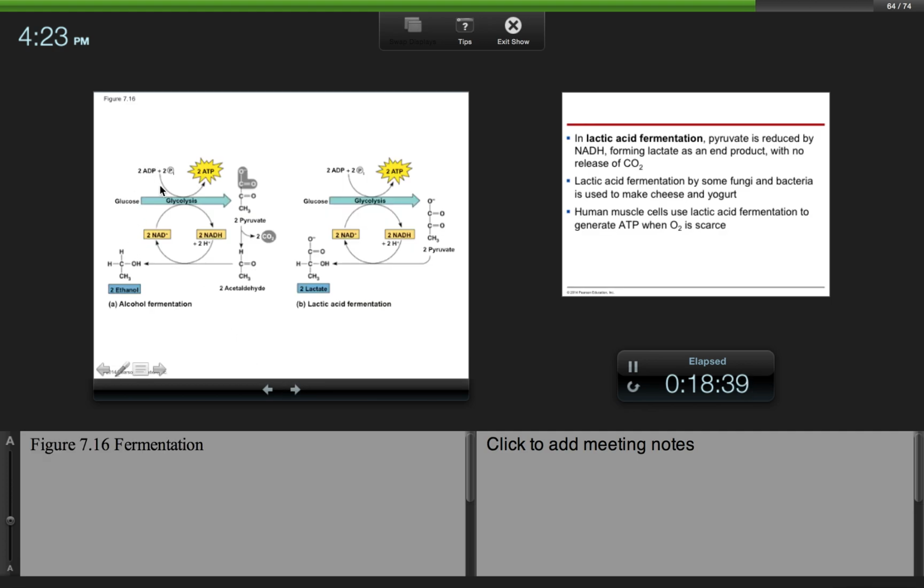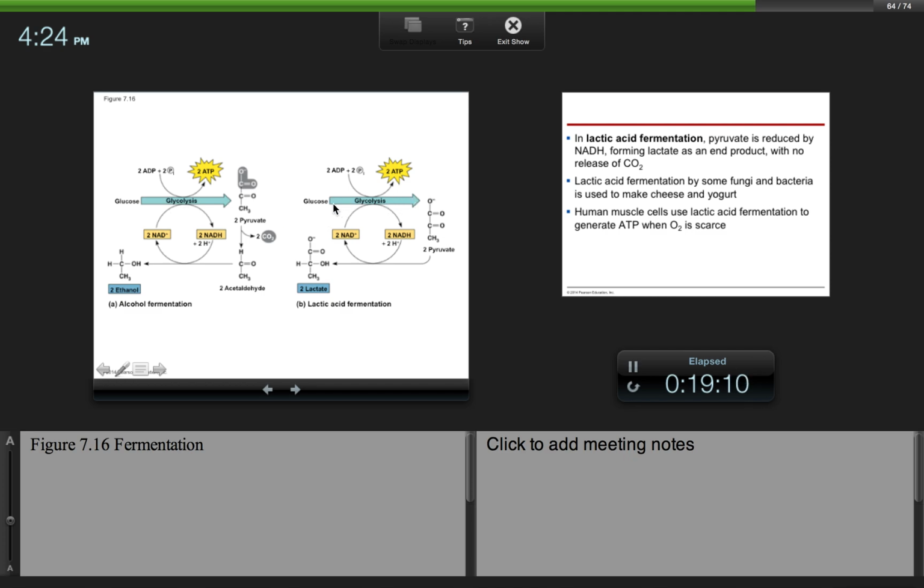Okay, so the first one, glucose undergoes glycolysis, which creates 2 pyruvates. And then what happens is carbon dioxide comes off of pyruvate, and that generates acetaldehyde. And then acetaldehyde gets converted to ethanol when NADH adds electrons to it. And then NAD+ gets regenerated so it can be reused in glycolysis.